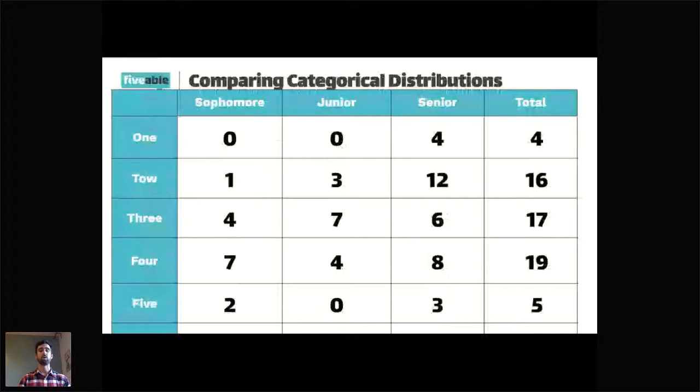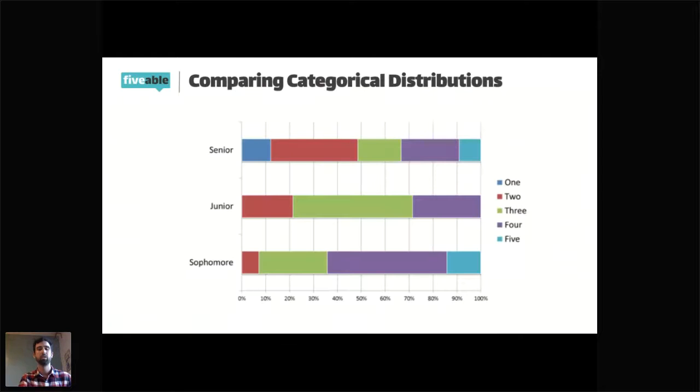All right, so there are some categorical displays that we want to talk about. This is some data on class and how many AP classes you're taking. So at the top, we have the categorical variable of what grade level are you in? And on the right, we have how many APs are you taking? 1, 2, 3, 4, or 5. This is called a segmented bar graph.